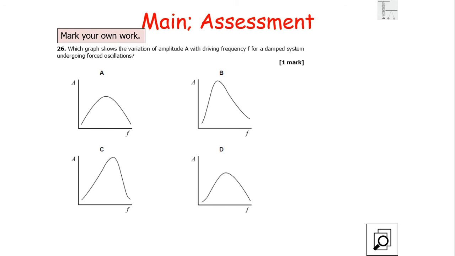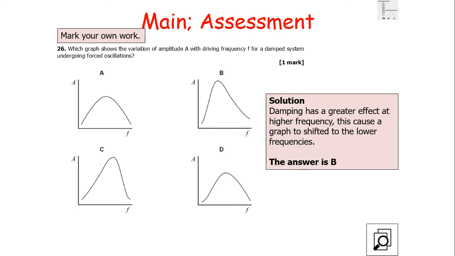Right, which graph shows the variation of amplitude with driving frequency f for a damped system undergoing forced oscillations? Now, the point is damping has a greater effect at higher frequencies, which causes the graph to shift towards the lower frequencies. Remember what we said before, damping not only lowers your actual peak and spreads your peak out, but it makes your peak go slightly to the left.